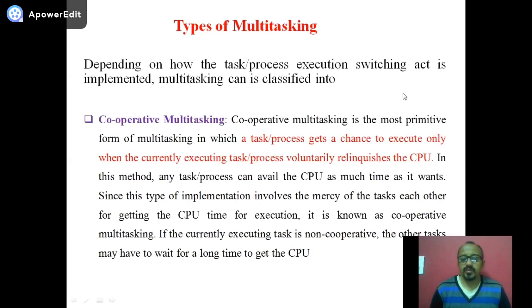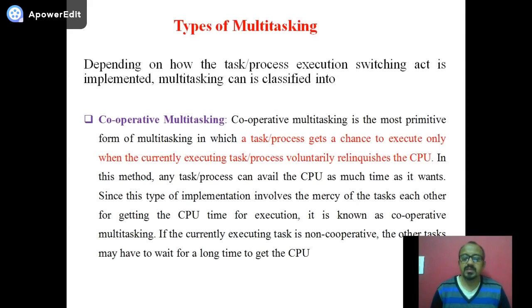The question arises, what do you mean by cooperative multitasking? Cooperative multitasking is where a task or process gets a chance to execute only when the currently executing task or process voluntarily relinquishes the CPU. For example, there is task 1 and there is a task 2. Task 1 already holds the CPU time, and unless and until it completes its code execution and gives the CPU time to task 2, task 2 cannot execute. So voluntarily task 1 has to give the CPU time to task 2. This is called cooperative.